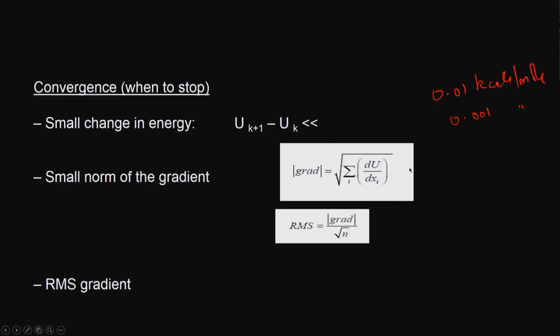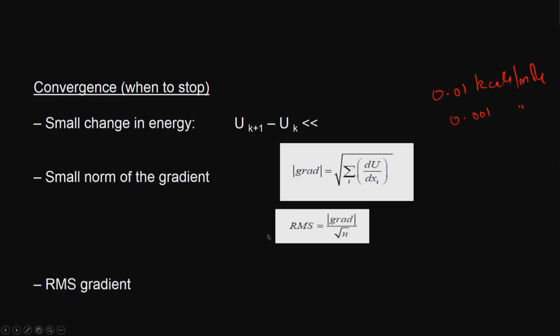Another approach is a small change in the gradient. You calculate all the gradients, take the square root, and you say there is very little change in the gradient. The third approach is a small change in the root mean square gradient, that is, the gradient divided by the square root of n. So these are the different approaches. One is to see the energy change. If the energy change between one conformation and another is very small, then you say enough, we have reached our minimum. Or if you look at the gradient, add all the gradients, take the square root, and this value, you give some number, say it is less than 0.01.